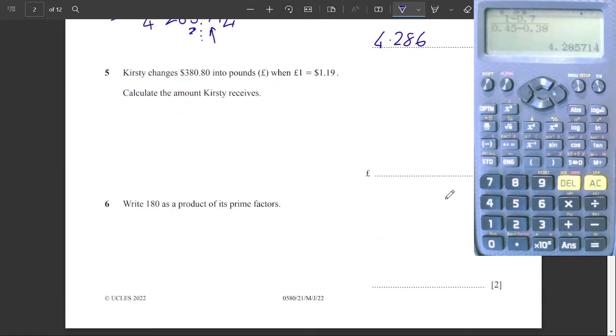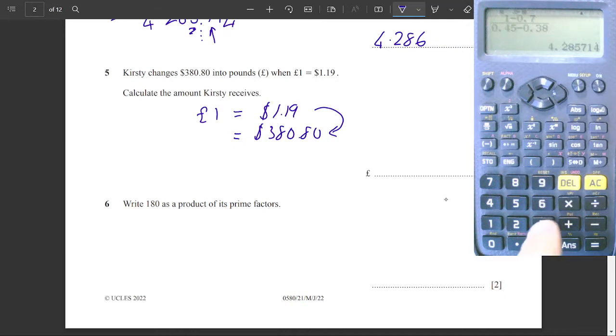4.286. Question 5, a currency changes some dollars into pounds when the exchange rate for 1 pound is $1.19. So let's write it down. So 1 pound is $1.19. Now she has the dollars, so let's write that underneath the dollars. Okay, so how do we get from there to there? How do we get from 1.19 to 380.80?